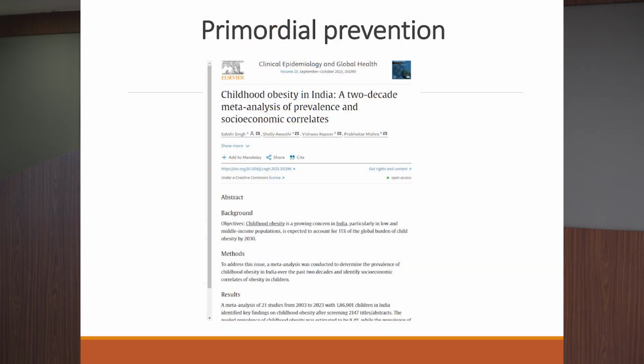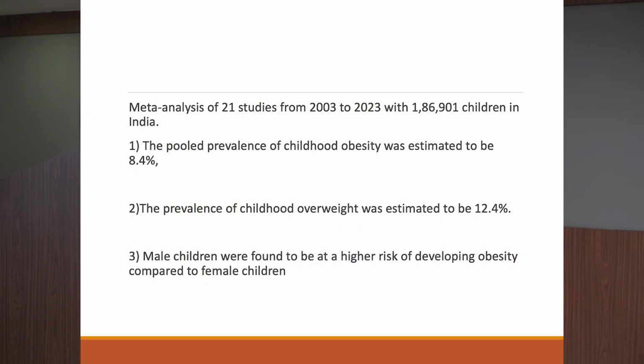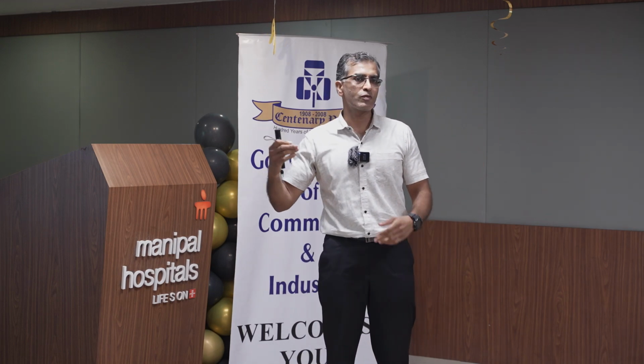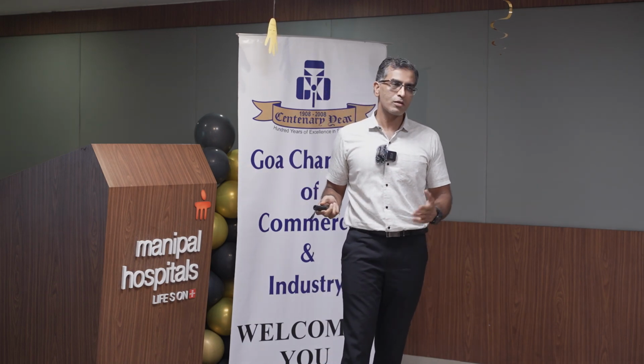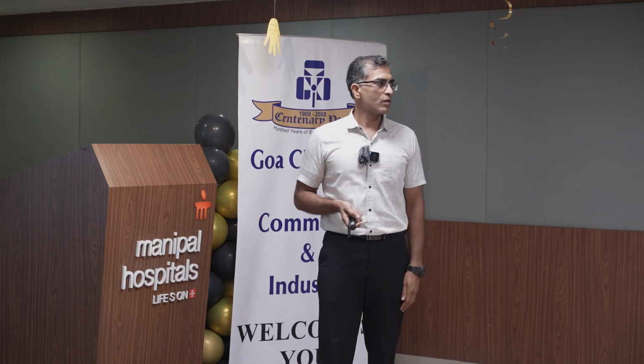So this was one study about primordial prevention of obesity. This was done in children. A two-decade meta-analysis of prevalence and socio-economic correlates. See, basically this study tried to find out what was the percent of obesity in school children. Next. So childhood obesity was 8.4%. That is quite high, and being overweight was 12.4%. So almost 20% of the kids were in the overweight or obese category. And this percentage worsens as we start working, we go into our jobs, business, we don't get time to play. So this situation worsens further in adulthood. So this is our situation in 2023. Okay. Next.